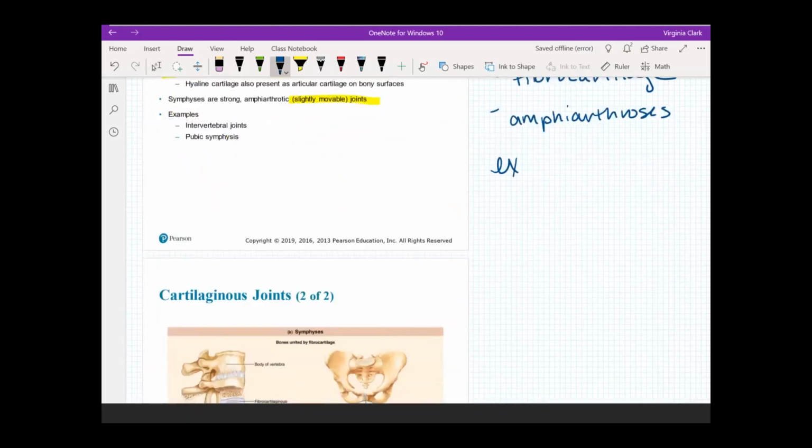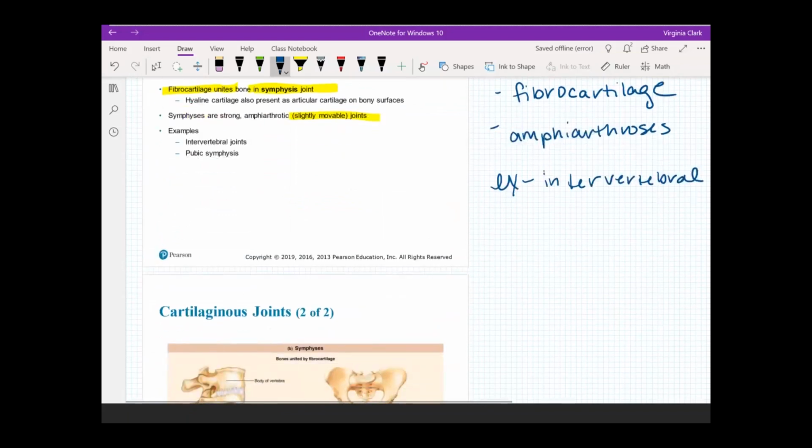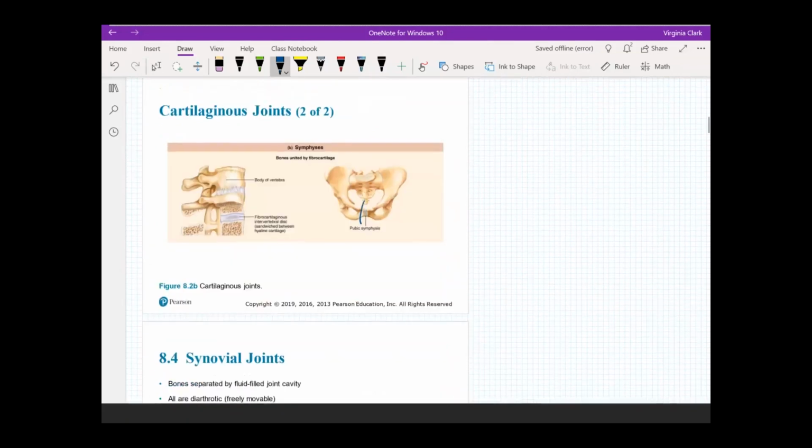Some examples of this that are really commonplace are going to be your intervertebral joints. So in between all of your vertebrae, all the way down your backbone, will be a joint connecting all of those, considered this type of symphysis joint. And then also your pubic symphysis, the connection between your coxal bones in the pubic region, is connected with this type of joint. So you can see it there, and then these guys.